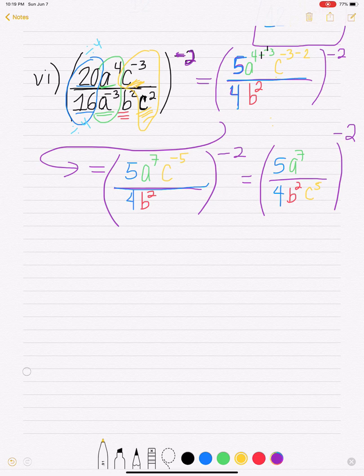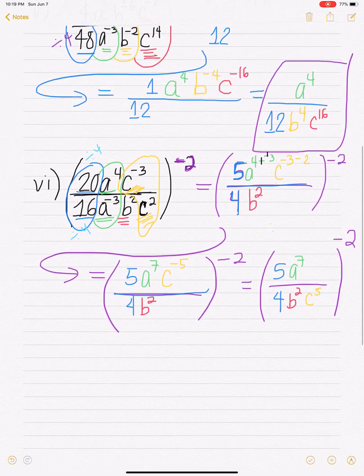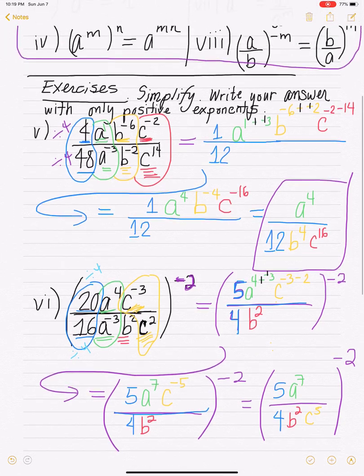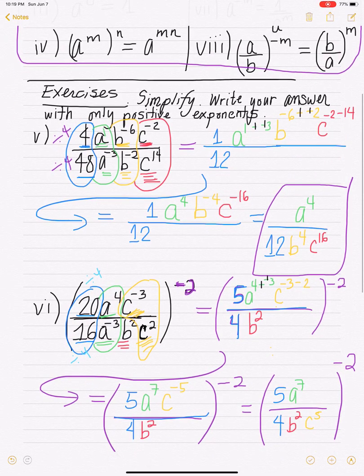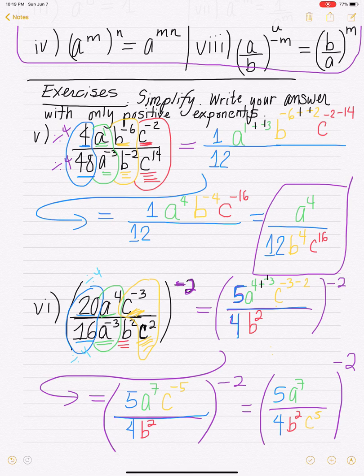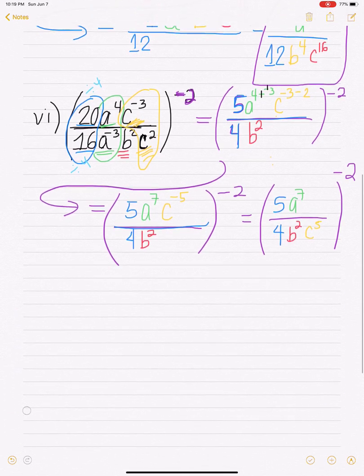Now, what happens when you have a big old negative 2 exponent like that? Well, we haven't used this property yet. We're going to invoke property number 8. Property number 8 says when you have a big old exponent like that outside of a fraction, you can flip the fraction and make the exponent positive.